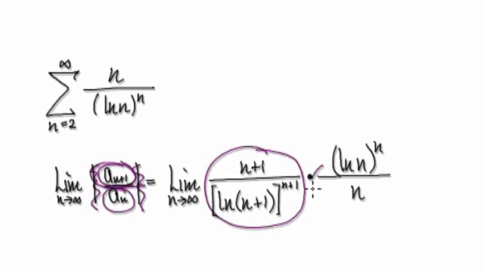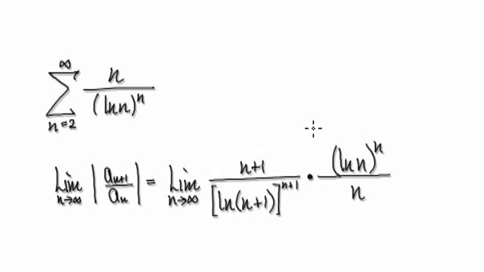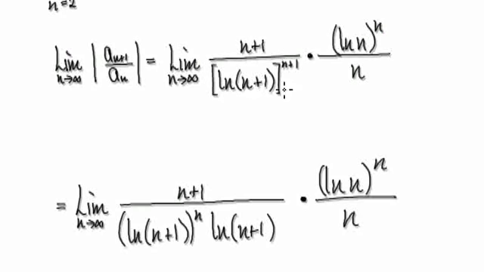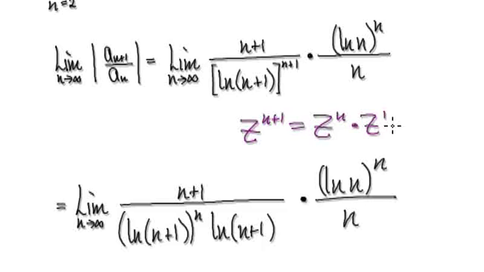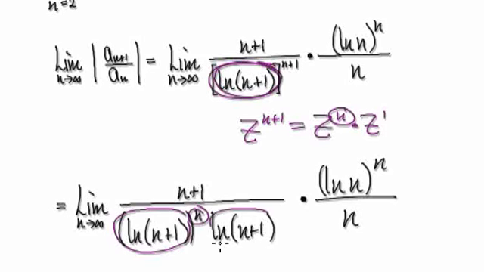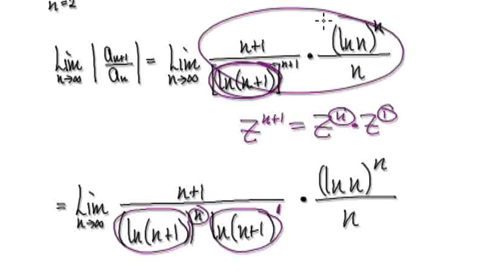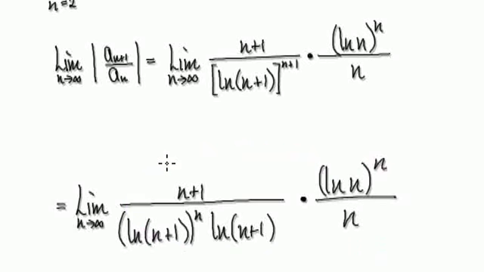Well, dividing by a_n is the same as multiplying by the reciprocal of a_n. So that will then give you this. So now tidy this up. So looking at this, if I were to give you z to the power of n plus 1, that's the same as z to the power of n times z to the power of 1. So you've got your whole thing here to the power of n, and then your whole thing here to the power of 1. So this whole thing here will then become this.